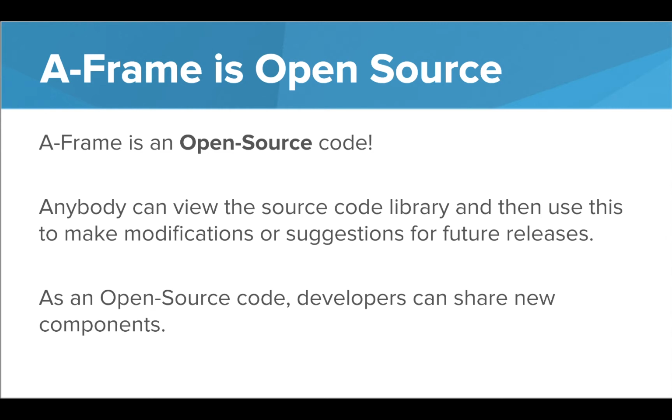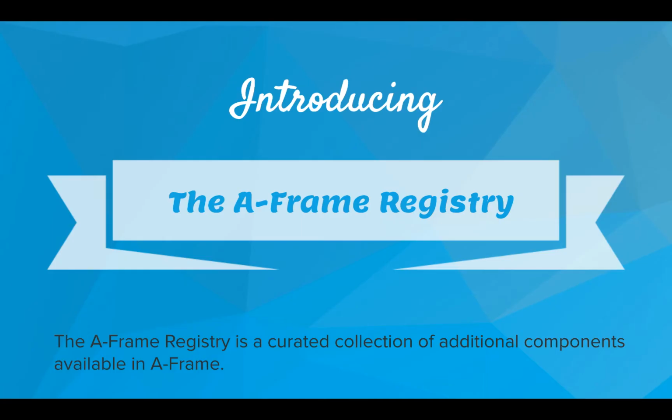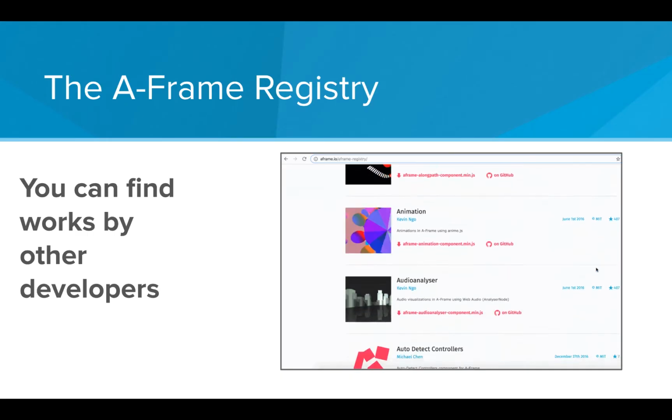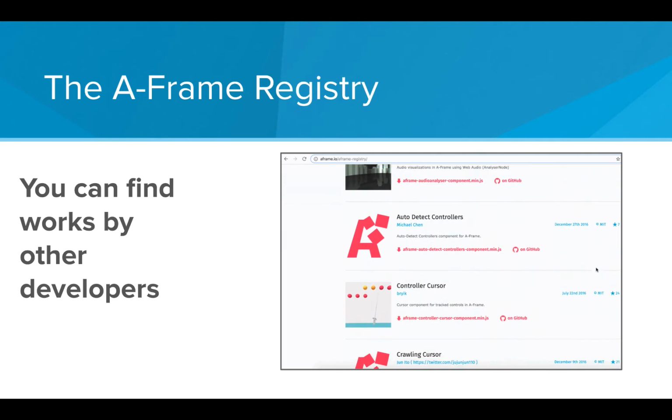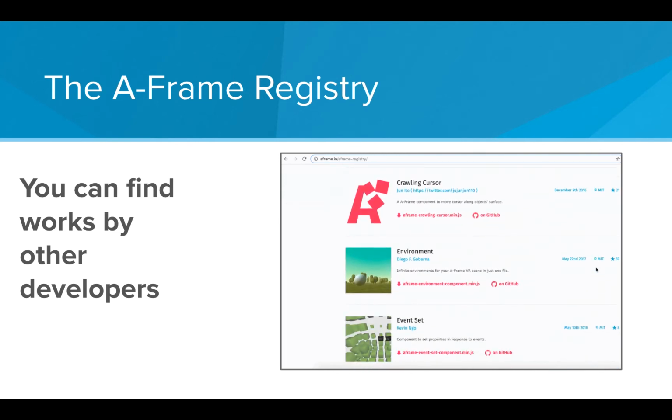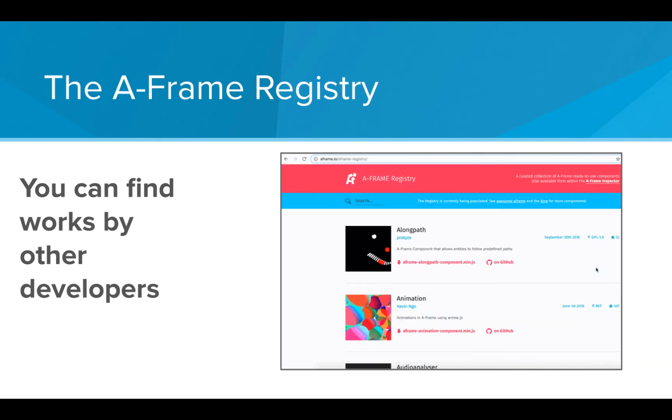Since A-Frame is open source, there's a large community of software developers that are adding new components to the standard A-Frame library. But where do we find these? Introducing the A-Frame Registry. The A-Frame Registry is a curated collection of additional components available in A-Frame. In other words, the registry contains components that have been reviewed to meet a specific standard. In the A-Frame Registry, we can find works from other developers that we can then take into our code to use. Let's explore one of these in a little bit more detail.